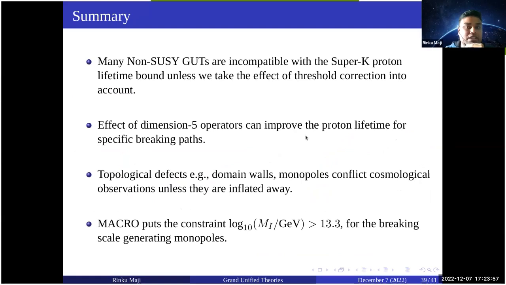Okay, as a summary, many non-supersymmetric grand unified theories are incompatible with the supercosmological and proton lifetime bounds unless we take the threshold correction and the effect of high dimensional operators into account. So they can improve and alleviate the bound. Now, topological defects like monopoles and domain walls conflict with cosmological observations unless they are inflated. And from the MACRO experiment, we can get a bound on the intermediate scale, which should be above 10 to the power 13 GeV from the monopole number density point of view.